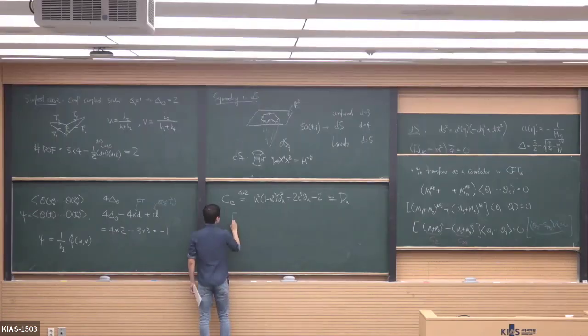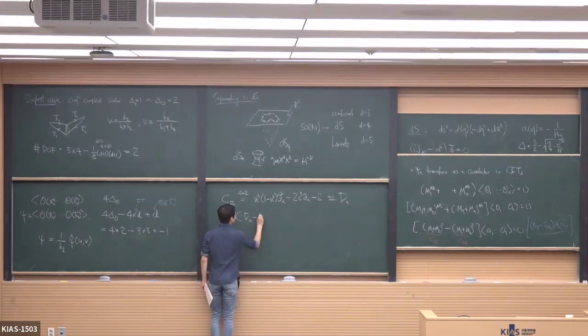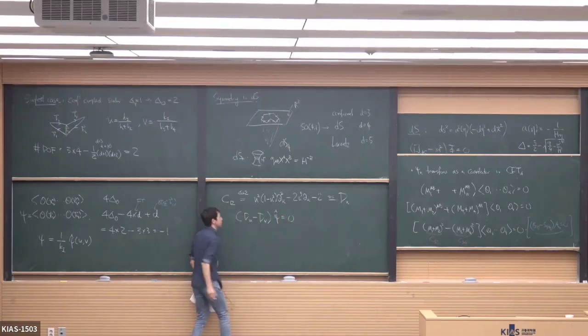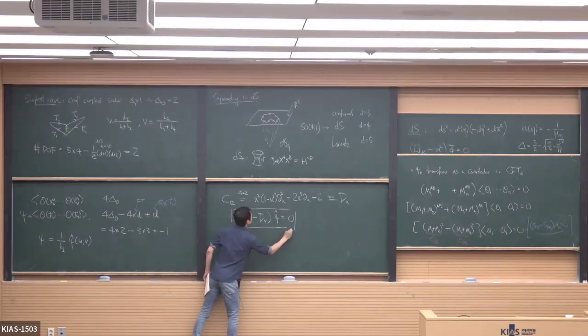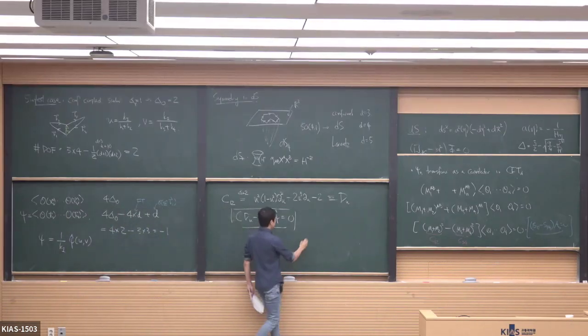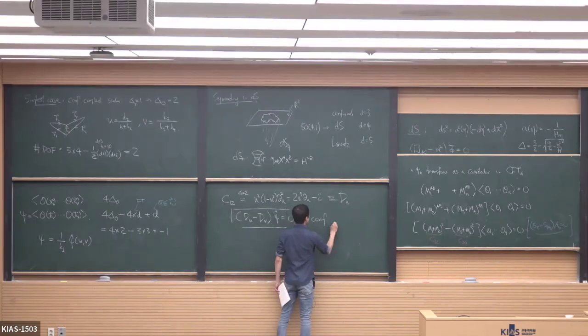So the conformal constraint for the correlator that we want to solve is now this. This is the conformal invariance constraint.